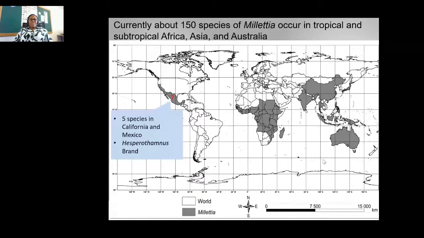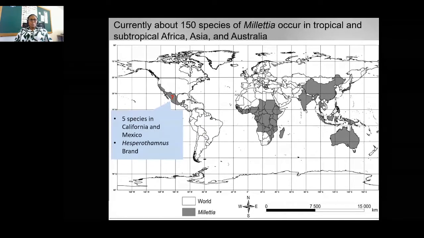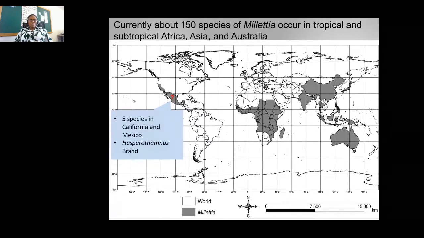Millettia. Currently more than 150 species of Millettia are recognized. They are distributed across tropical and subtropical Africa, Asia, and Australia. And about five species are suspected to occur in North America, in California and Mexico. However, these species are traditionally placed under the genus Hesperothamnus.